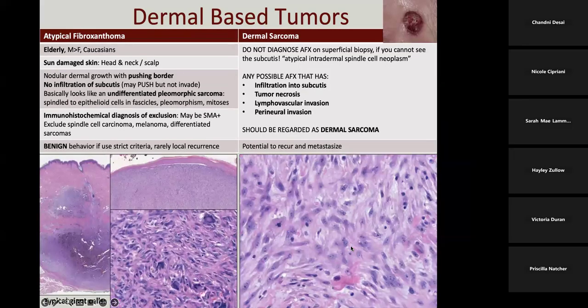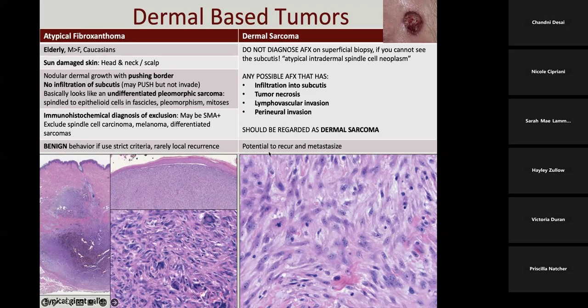Atypical fibroxanthoma versus dermal sarcoma. So AFX theoretically, and I say this all with a grain of salt, is a well-behaving but malignant appearing spindle cell lesion in the dermis of sun-damaged skin of elderly. It should have no evidence of extension beyond the dermis into the subcutis. It has a pushing border. And if it fulfills all these criteria, it's usually well behaved.